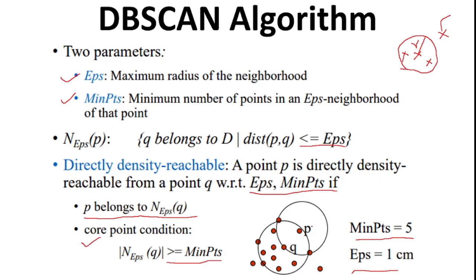But if you look at p, including the center point p, you have only 4 data points. Even though you have borders, we can conclude that it is less, so it doesn't come under a core data point.